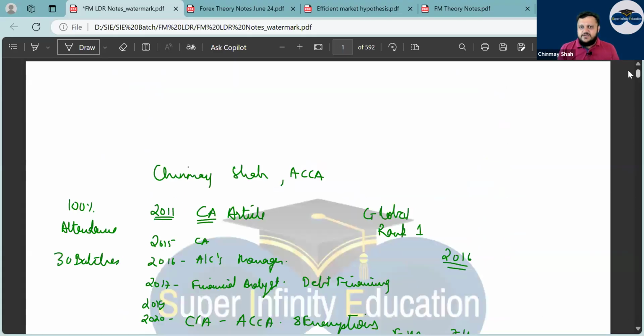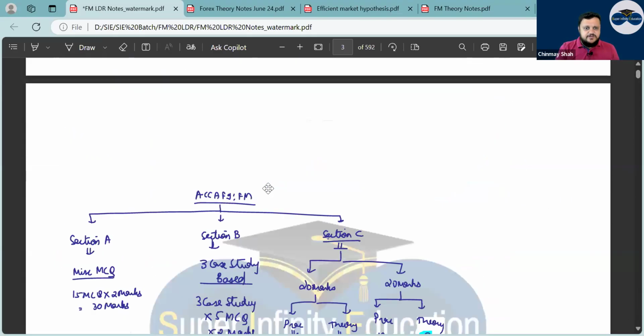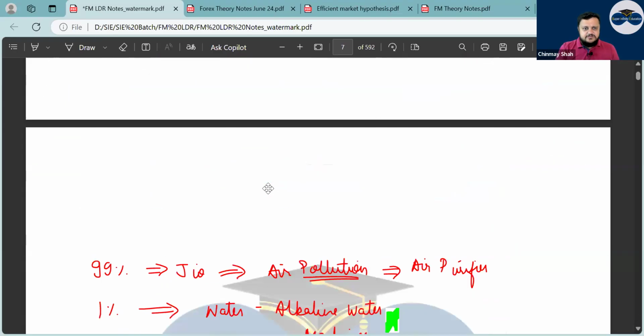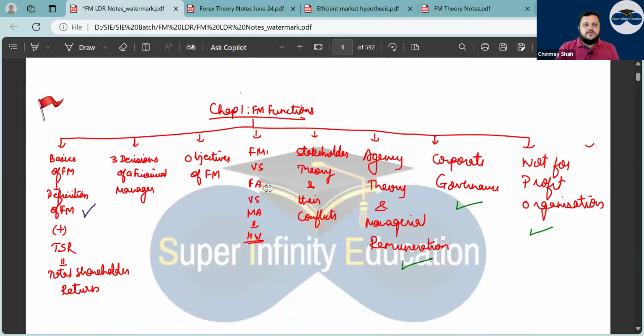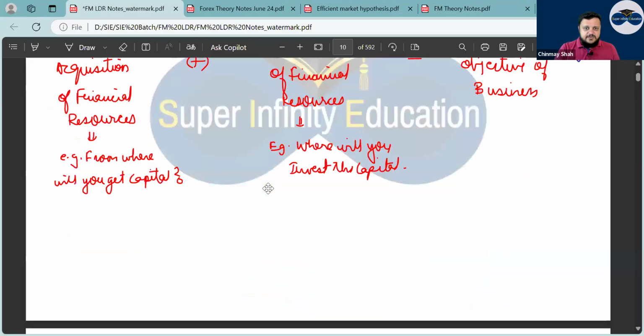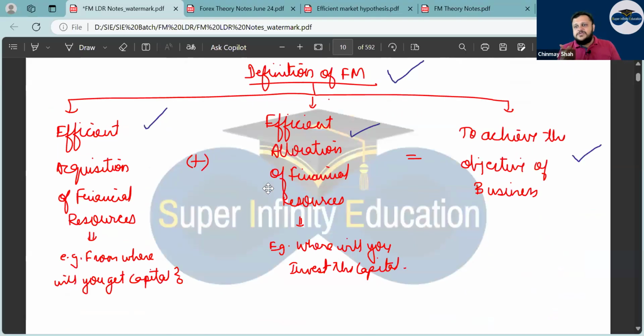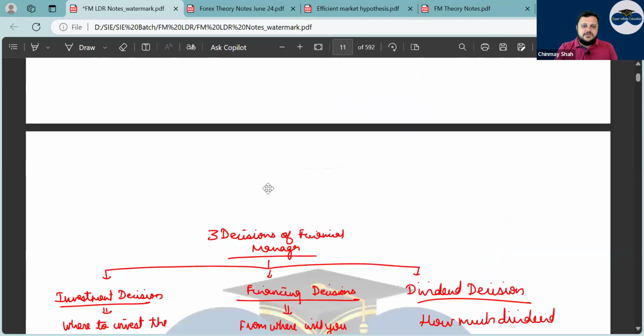Now come to chapter 1. Quickly come to chapter 1. Number one, FM functions. The basics of FM, definition of FM, that is there, plus TSR. We will look at the definition of FM: efficient acquisition and efficient allocation of financial resources to achieve the objective of the business.